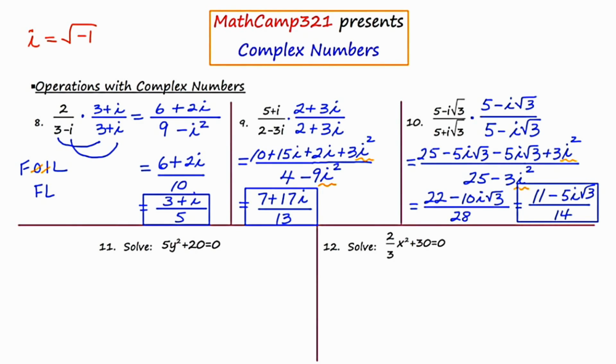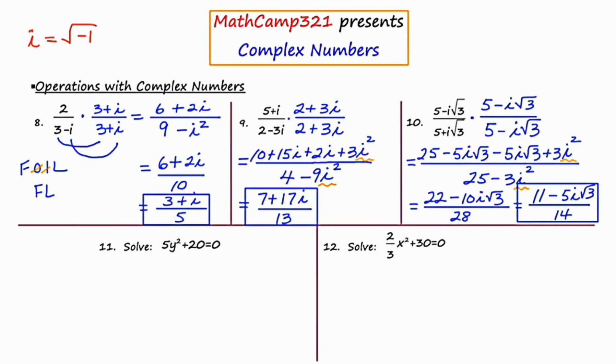Okay, our last two examples for this lesson are on solving little mini quadratic equations which will end up having i's in the answer. So the general objective here is to isolate the squared term, then take the square root of both sides, not forgetting your plus or minus, and then what's going to happen is you're going to end up taking the square root of a negative number, so i will have to be introduced. Let's take a look at number 11.